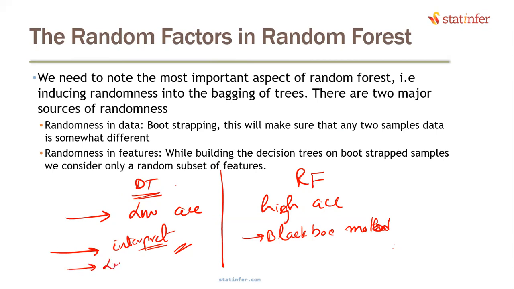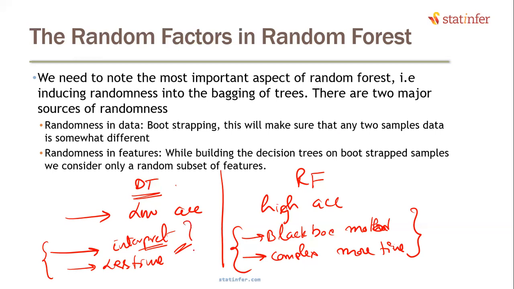Decision tree takes less time because we are building only one decision tree. Random forest is complex. It takes more time. Do you agree? Yes. In terms of disadvantages, random forest is a black box method. What happens inside a random forest, it is very difficult to comprehend. Whereas decision tree is easy to interpret.